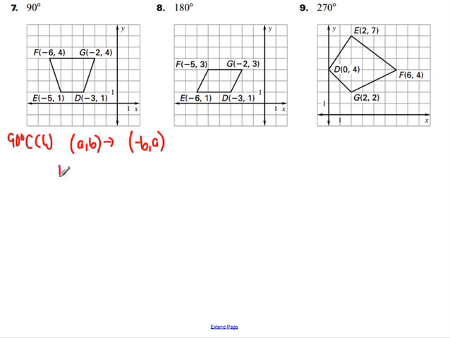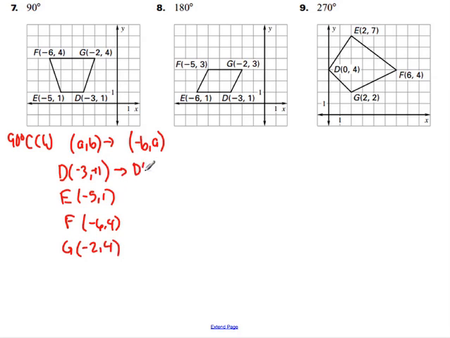So I'm going to list my points. Here's D, which is negative 3, positive 1. E is negative 5, 1. F here is negative 6, 4. And G is negative 2, 4. We'll go through these rotations. We'll get D prime. We'll get E prime. We'll get F prime. Oh yeah, F prime. And G prime. It's going to be awesome. Okay, check this out. There's some commas. Let's do this.